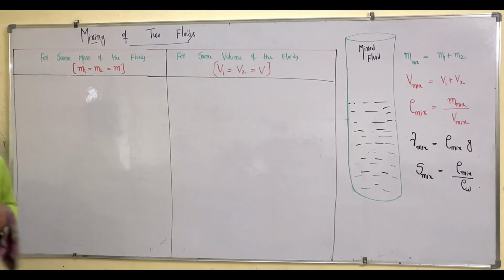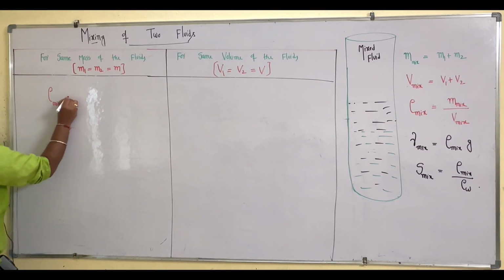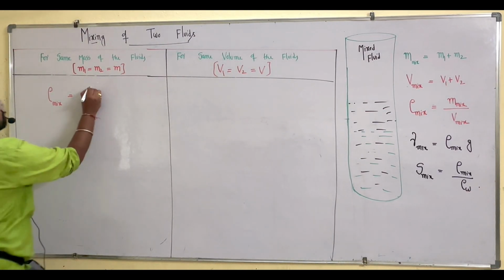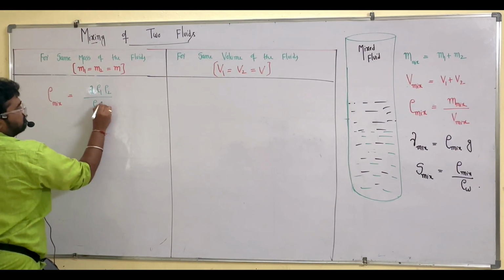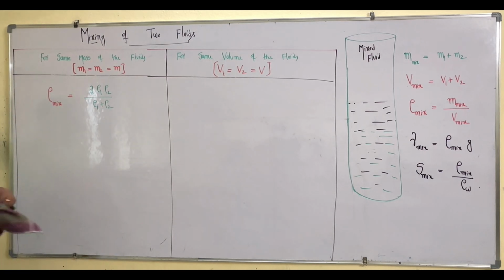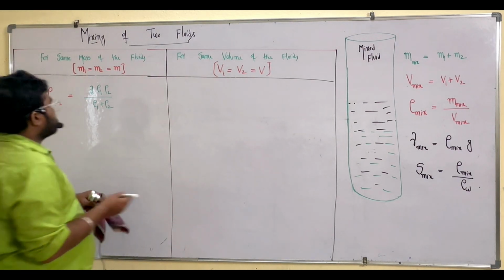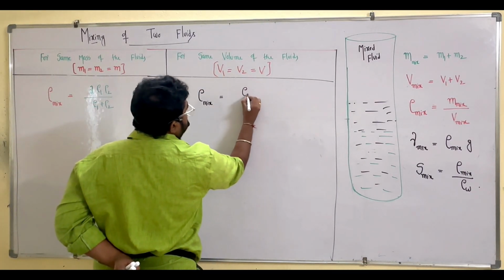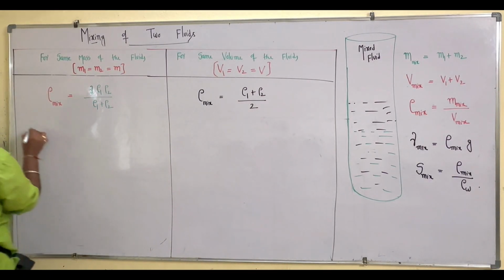Just now we derived that. What is the rho mixture for same mass condition? Rho mixture ఎంత వచ్చింది? Same mass condition లో ఎంత వచ్చింది? 2 times of rho 1 rho 2 by rho 1 plus rho 2. ఇప్పుడు మళ్ళా మనం ఏం చేసాం? సేమ్ ఇక్కడ rho mixture ఇక్కడ ఎంత వచ్చింది? rho 1 plus rho 2 by 2.